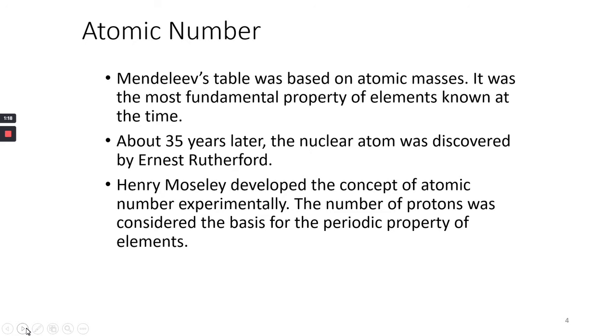When Mendeleev was developing the periodic table, he had to use atomic masses because atomic number wasn't really discovered yet. It wasn't until about 35 years later when the nuclear atom was discovered by Ernest Rutherford. And then Moseley developed the concept of atomic number and adjusted the periodic table slightly and based it on atomic number. So our current periodic table is ordered in increasing atomic number.